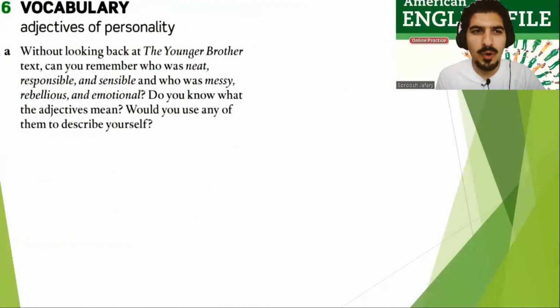Great. All the way to part 6. Vocabulary. Adjectives of personality. Everyone, without looking back at the text that we just read, can you remember who was neat, who was responsible and sensible, and who was messy, rebellious, and emotional? Do you know what the adjectives mean? Would you use any of them to describe yourself? All right. Try to answer these questions. Very good.